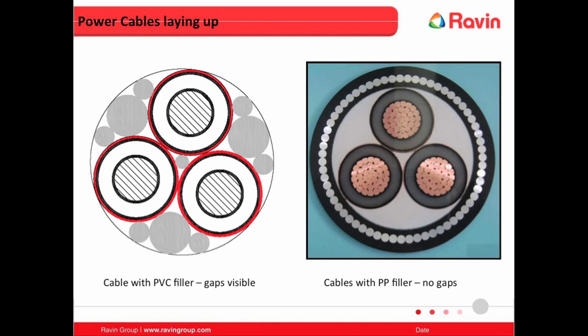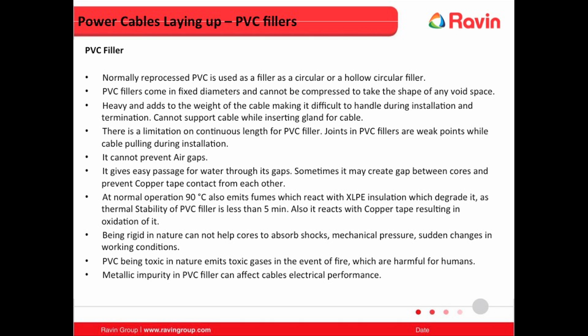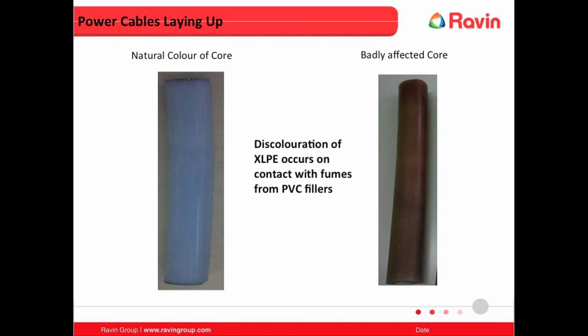Let us see why. Reprocessed PVC fillers are the worst damagers to the performance of the HT cables. There are various limitations in the PVC fillers and they act as an easy passage of water and other liquids during operation. The PVC emits fumes which permeates to the XLPE insulation and degrades it. Discoloration and degradation of the XLPE occurs on contact with fumes from PVC fillers.